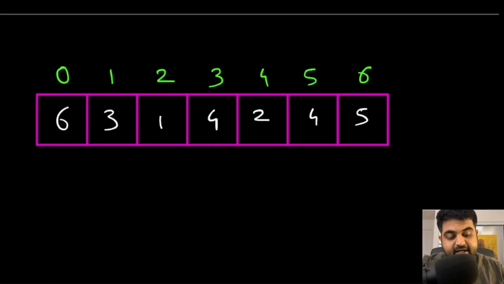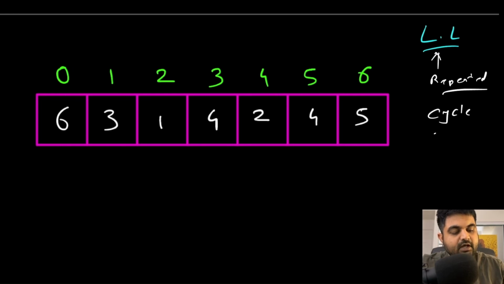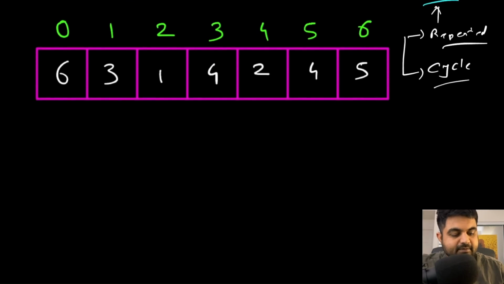For that, we are going to make use of a very popular technique that we have seen in linked lists. In a linked list, we were able to solve whether we have a cycle inside the linked list or not by using a very popular algorithm called the tortoise and hare algorithm, where we simply make use of two pointers.